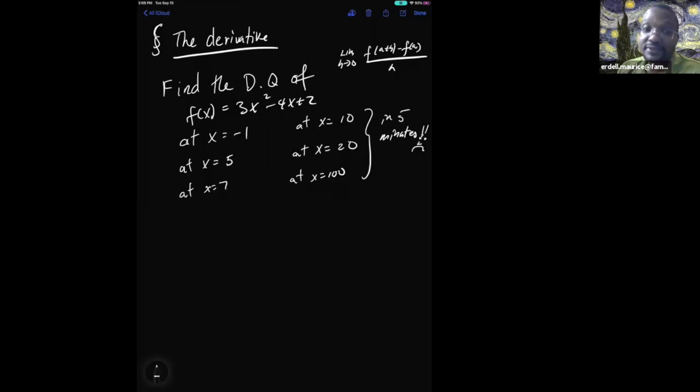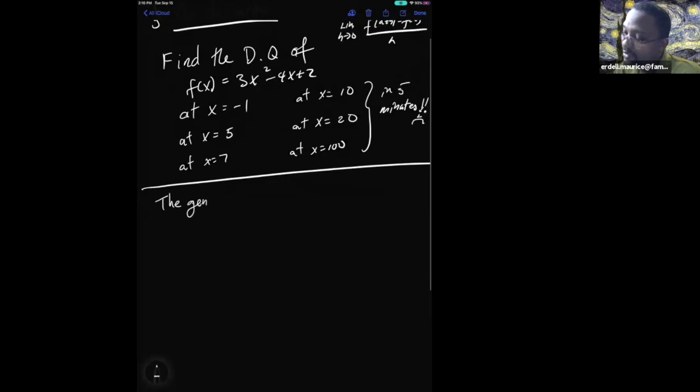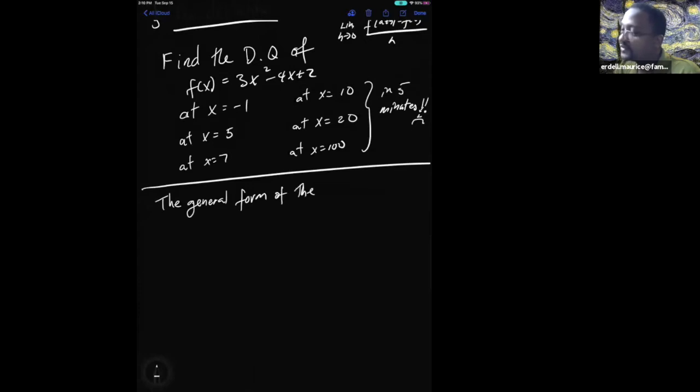Well, there is a way where you can actually get all 6 of these answers in 5 minutes. The general form of the difference quotient is called the derivative.